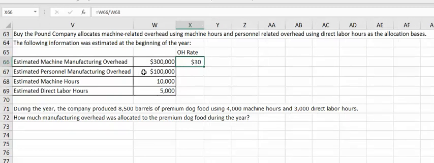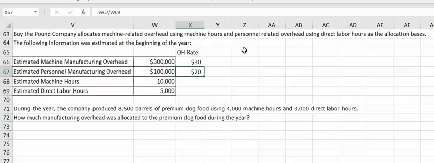Now, as far as the personnel, that's maybe the manager's salary who oversees the scheduling and looking after the employees. The company has decided to use direct labor hours, which makes sense. So we're going to take our overhead related to the people, and the denominator for this is going to be direct labor hours. So for every machine hour, $30 will get allocated to each product, and for every hour of labor, $20 will get allocated.